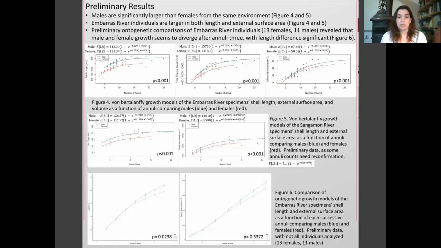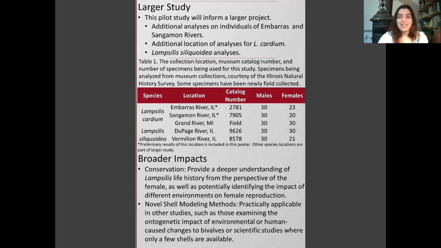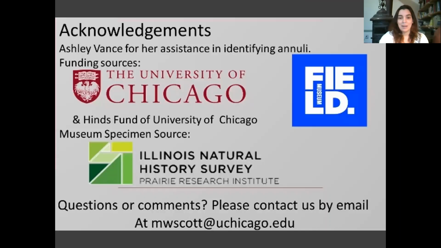So when I'm looking at whole shell measurements, all 5 came back with significantly different growth rates in terms of von Bertalanffy growth models of males and females. And this was all the types of measurements that I did. Now we can see when you look at the ontogenetic growth in figure 6, that yeah, we're seeing the same result of males are bigger than females, but in these preliminary results, we're actually seeing that the divergence happens after annuli 3. So I'm very excited to continue the study, get more results, and would like to thank my funding sources as well as Ashley Vance for helping identify the annuli.